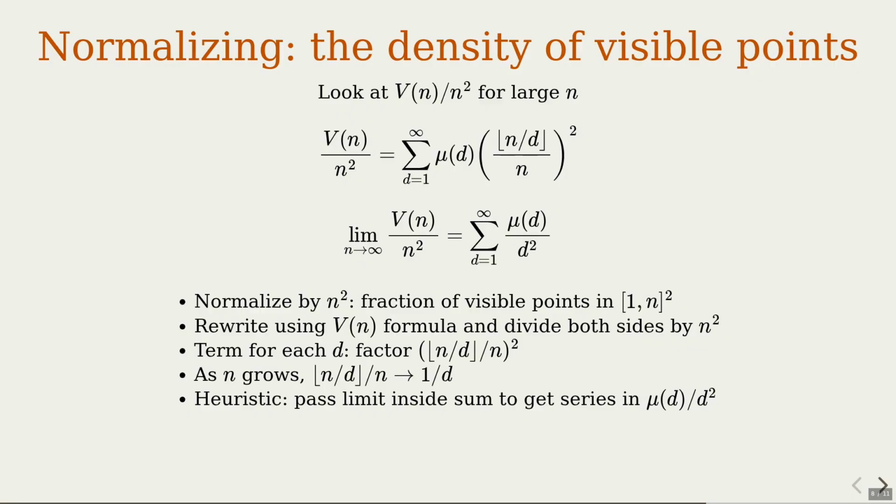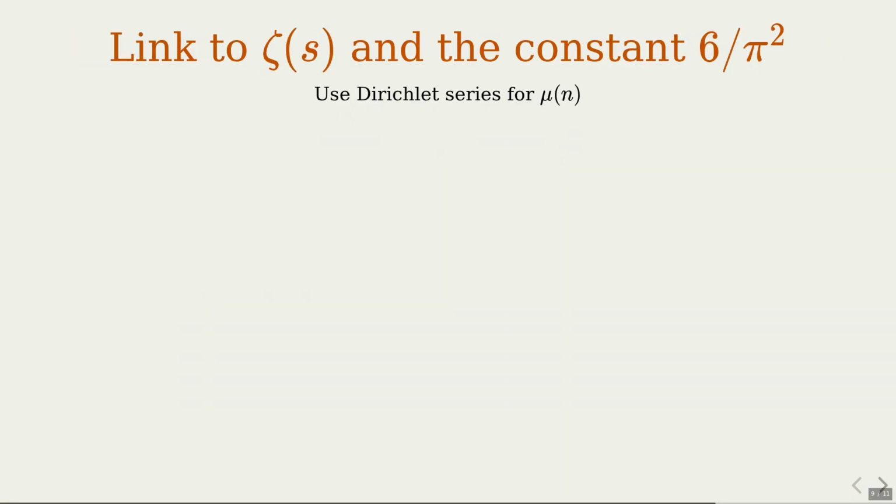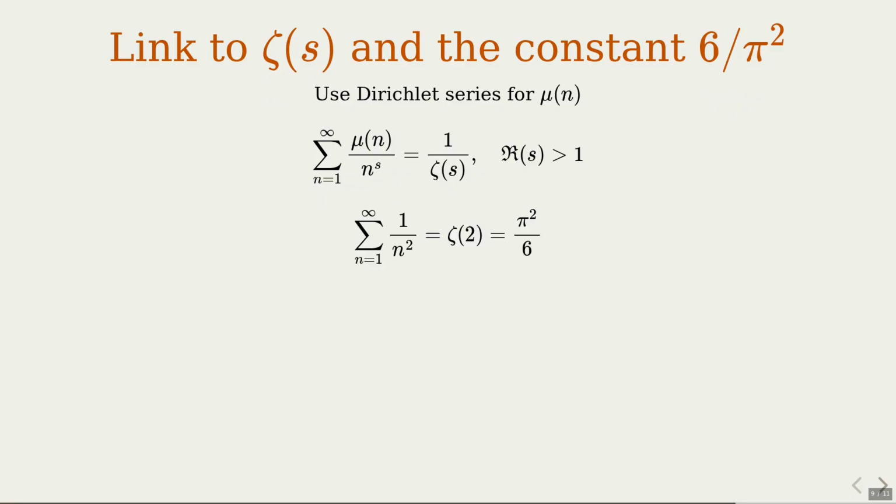Link to zeta of s and the constant 6 over pi squared. From analytic number theory, we know that the Dirichlet series with coefficients mu of n is equal to the reciprocal of the Riemann zeta function when the real part of s is bigger than 1. Setting s equal to 2 gives exactly the series in mu of d over d squared that appears in our density formula. Using the famous identity that zeta of 2 equals pi squared over 6, we see that this series sums to 6 over pi squared.